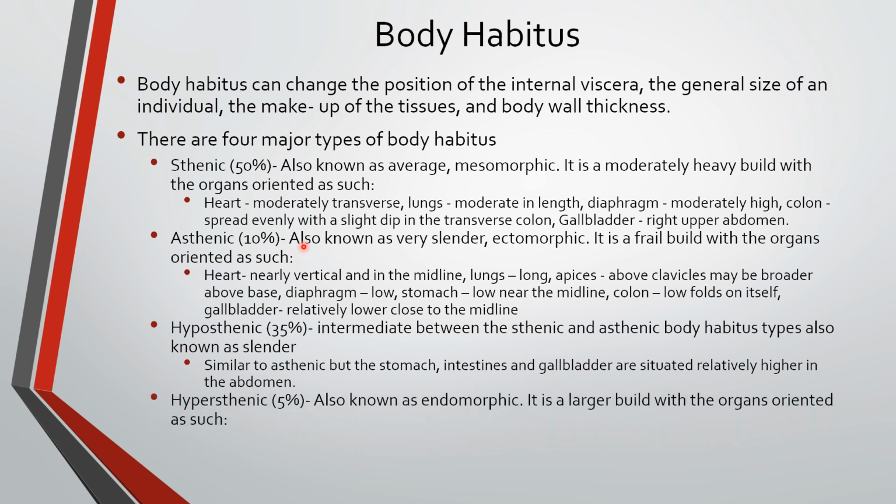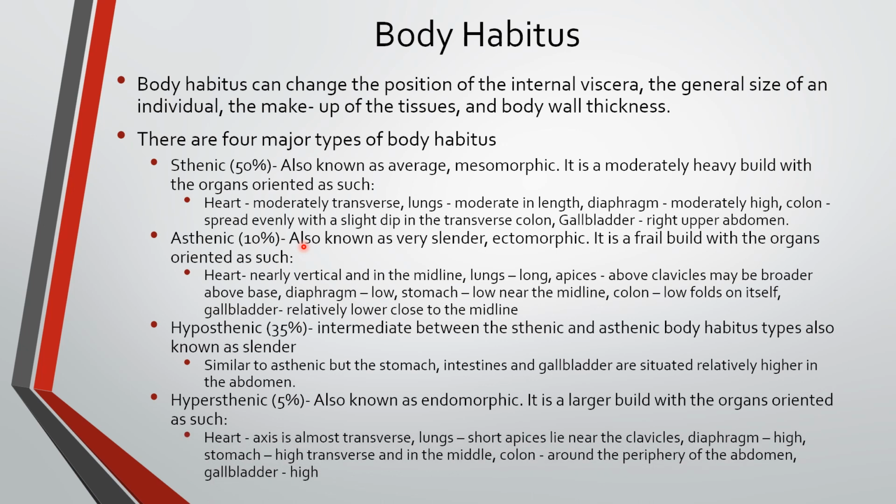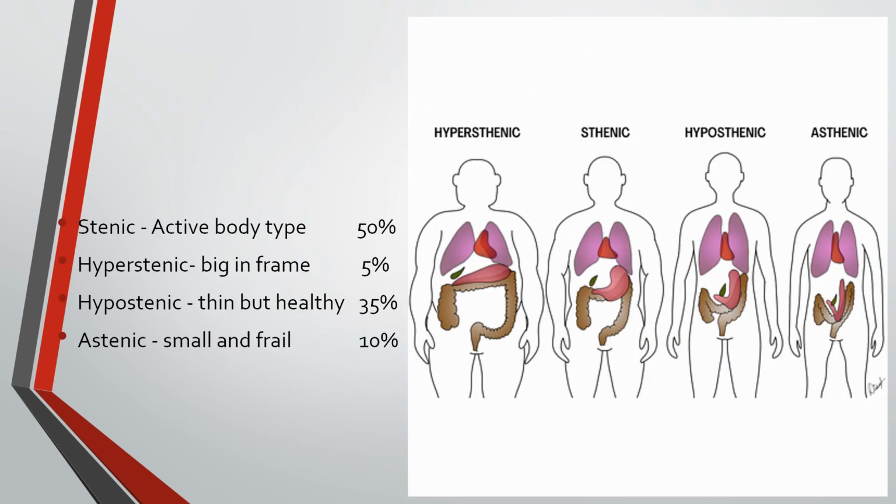Hypersthenic is only 5% of the population, so very few are these. It's also known as endomorphic. It is a large build with the organs oriented where things like the stomach are very high, transverse, and in the middle, okay? And the lungs are typically short, and the apices are near the clavicles, and they have a high stomach, okay? So this is the hypersthenic. And we can see these things right here.